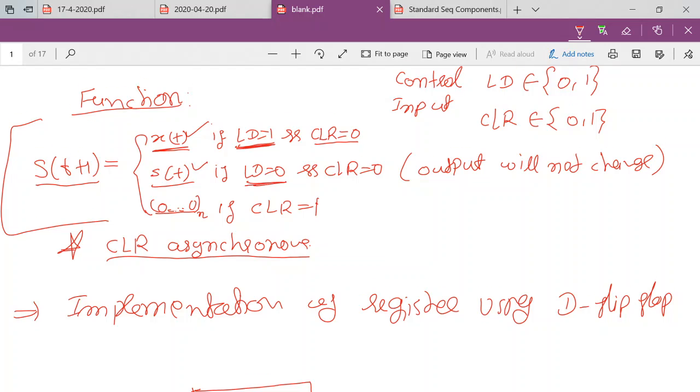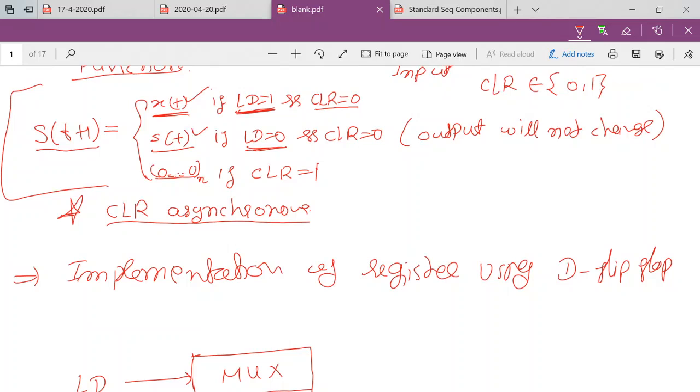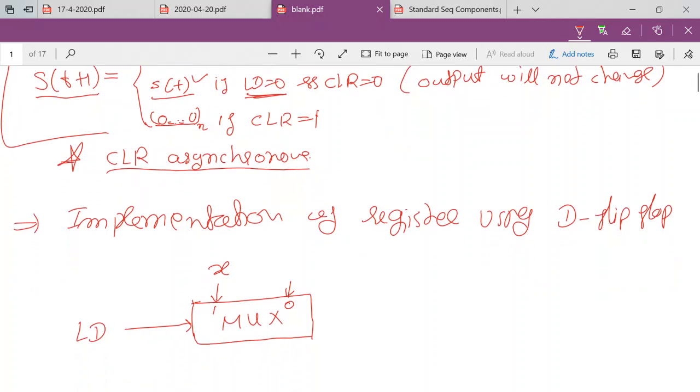So in case of the mux, we have to select either xt or st corresponding to ld. So we will make ld our selection line to the mux, and we will provide it the inputs xt and st. Let me assume that this is the 0th input and this is the first input. At the first input, let me provide xt, and at 0 we will connect st, right? That's what we want.